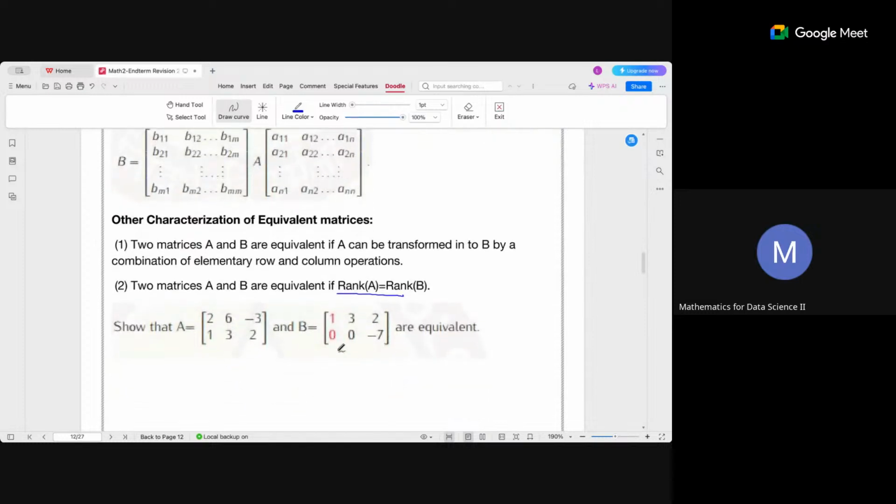So here you see these two are matrices of size... what is the size of these matrices? 2 cross 3. And what is the rank of A and rank of B? 2. You see these two rows are linearly independent, so rank is 2. Again, these two rows are linearly independent, so rank is 2. So they are equivalent.